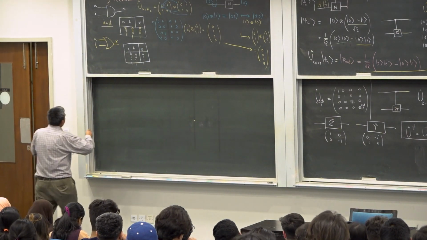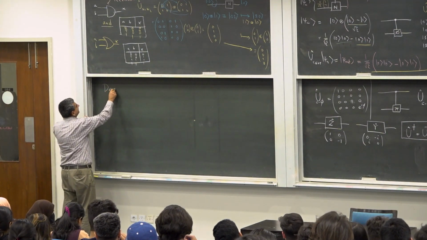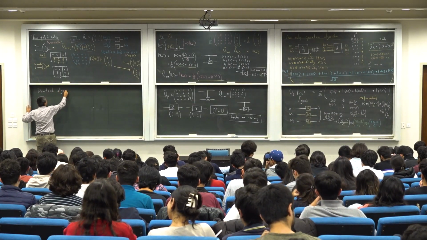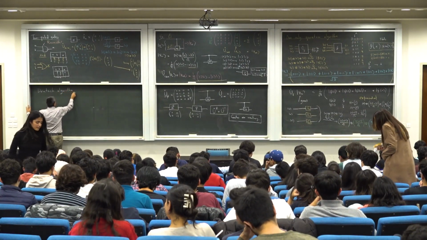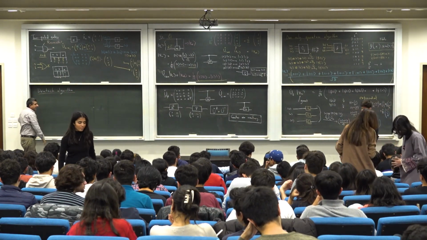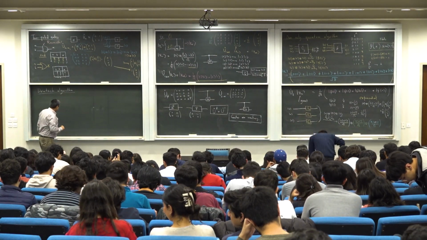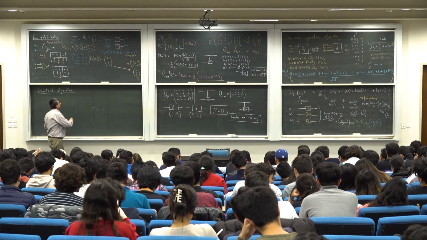Now let's start off with the Deutsch algorithm. Now what is the Deutsch algorithm? Every algorithm wants to solve some problem, and the problem that we would like to solve is we want to make a decision.